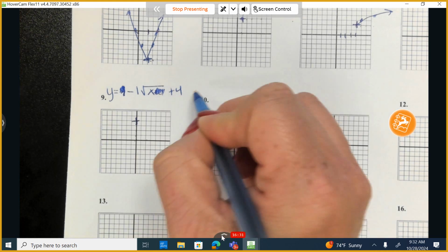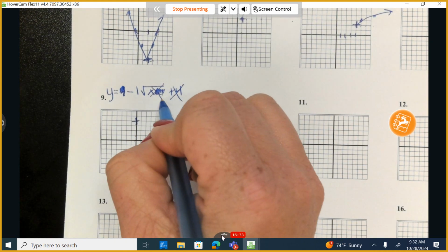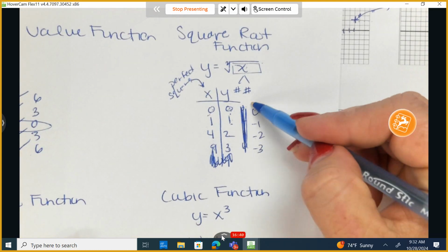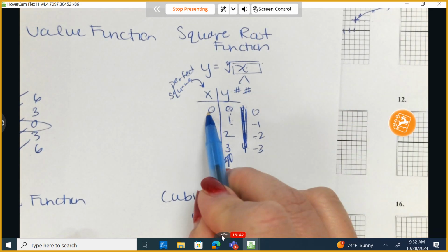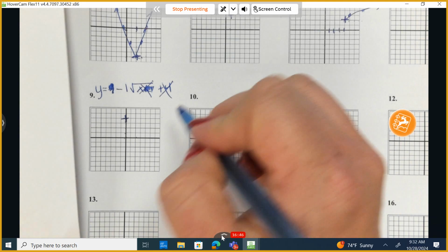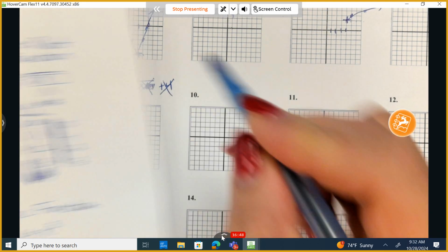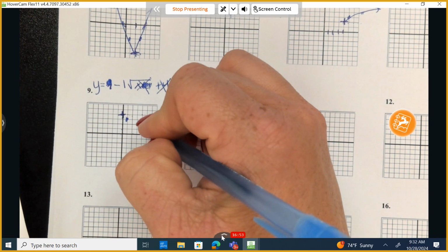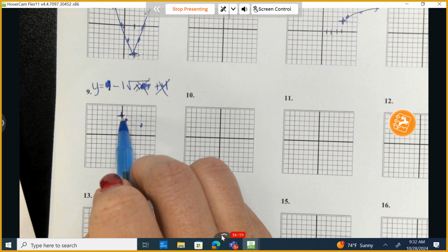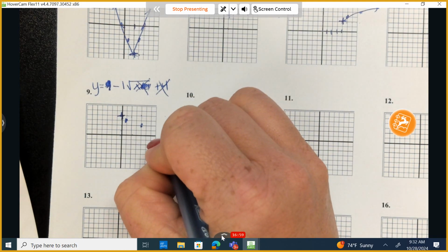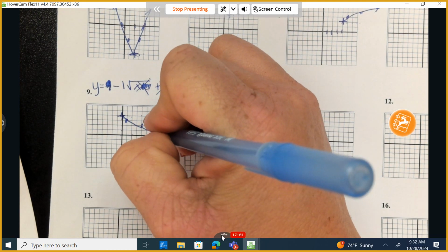This is my new bullseye. I've taken care of the 4. And the only thing I have left is there is a negative 1 in front. Now, I'm lucky I'd already taken the y's times negative 1 for the last problem. So 0, 0 is always my bullseye. I'm going to go to the right 1 and down 1. Right 1, down 1. Right 4, down 2. And right 9, down 3. And we can see the shape.